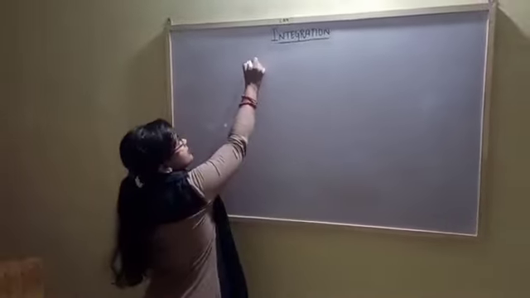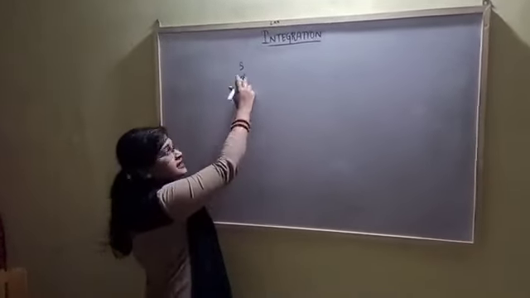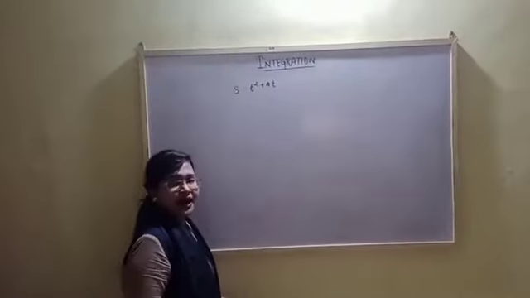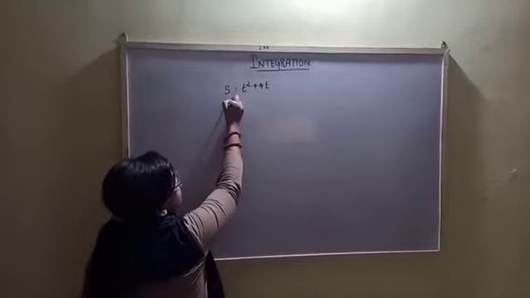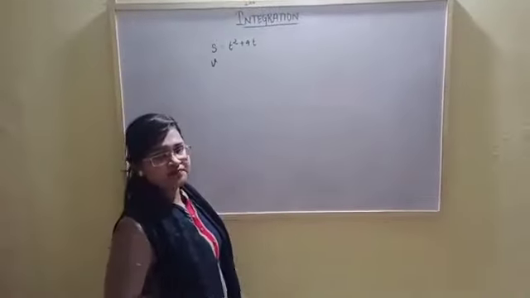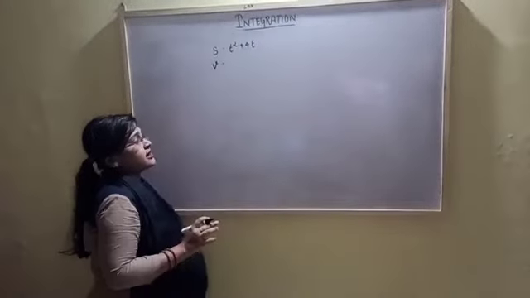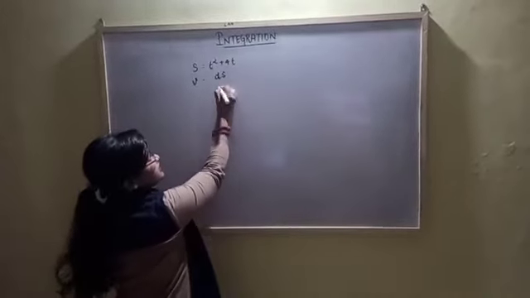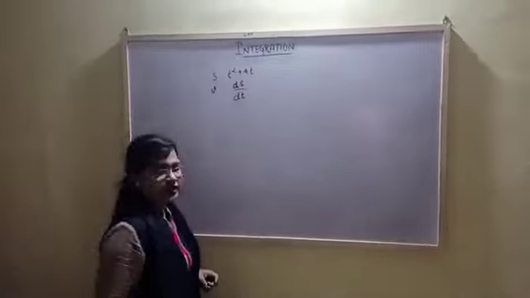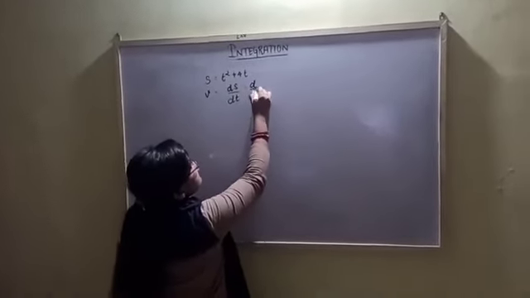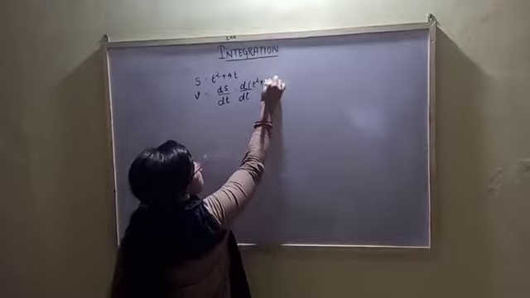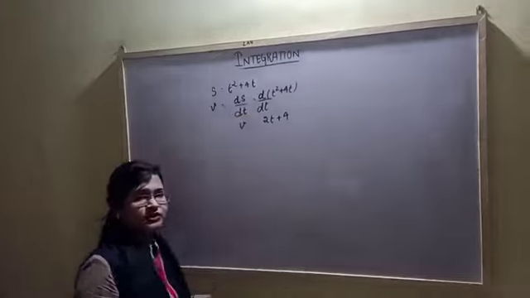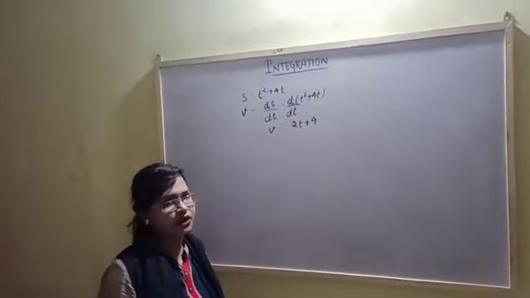Suppose you have been given an equation for displacement, S equals t square plus 4t, and you have been asked to find the instantaneous velocity. You know the formula for instantaneous velocity is the rate of change of displacement with respect to time. Okay. So you can easily find d/dt of t square plus 4t equals 2t plus 4. Clear? So you got the instantaneous velocity from the equation of displacement by using the formula of differentiation.